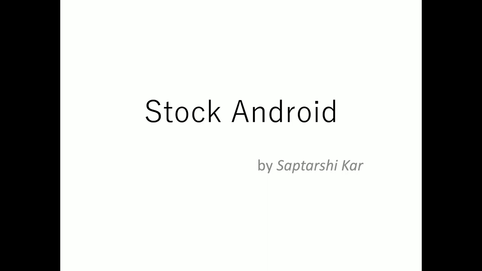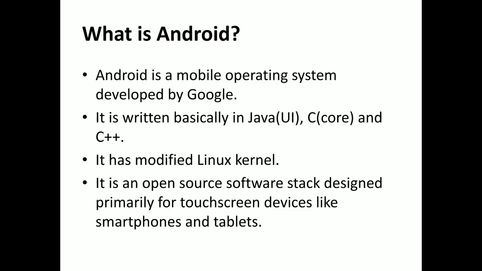Before knowing what is stock Android, let us first discuss what is Android. Android is a mobile operating system developed by Google. It is written basically in Java. The user interface of Android is written in Java code. The core part of Android is written in C and C++. Android has a modified Linux kernel. Android is an open source software stack designed primarily for touchscreen devices like smartphones and tablets.